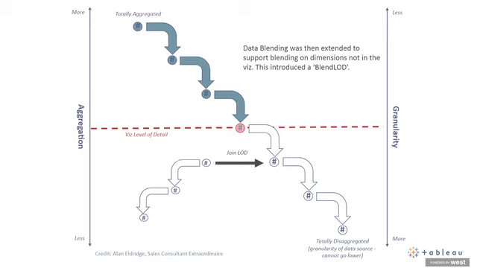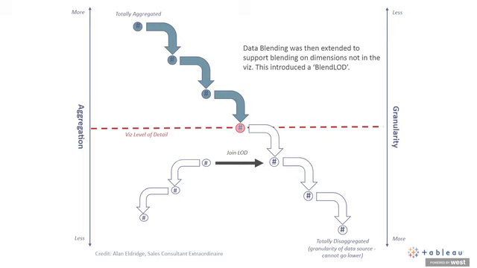So the initial version of data blending supported this idea of doing joins at subsets of the viz LOD, or again in this chart, sort of above the red line, right? So the join LOD was always somewhere above the red line or at the red line, and that was how we built the visualization.